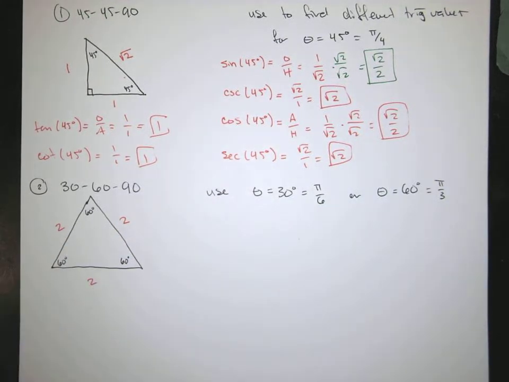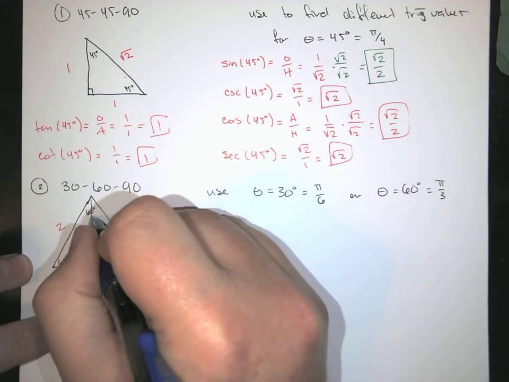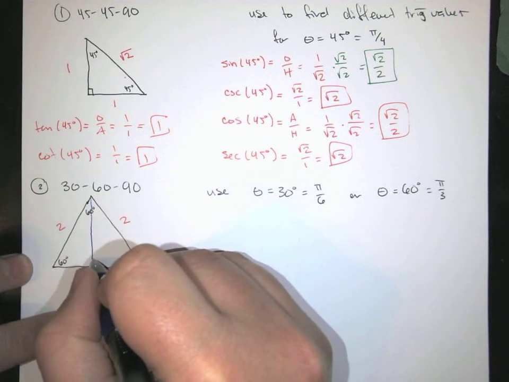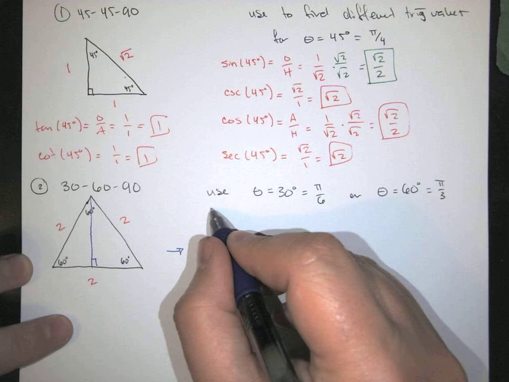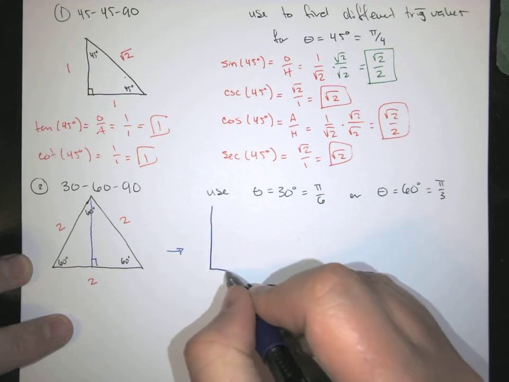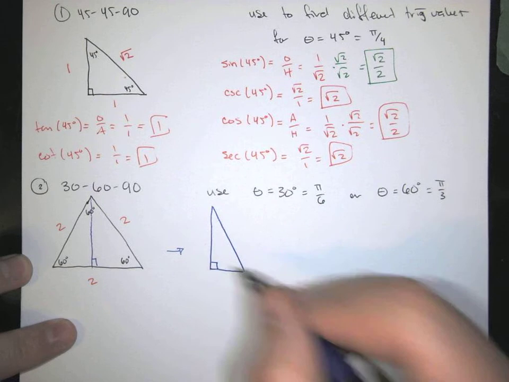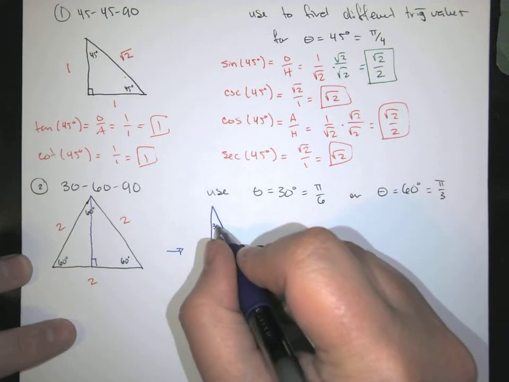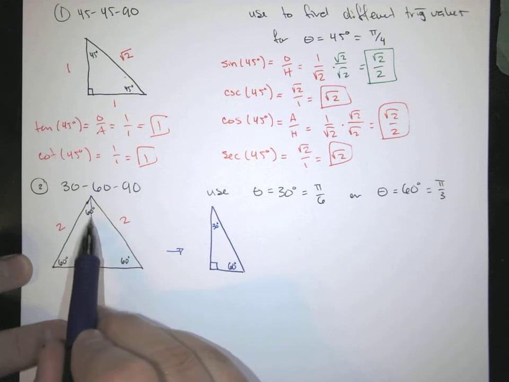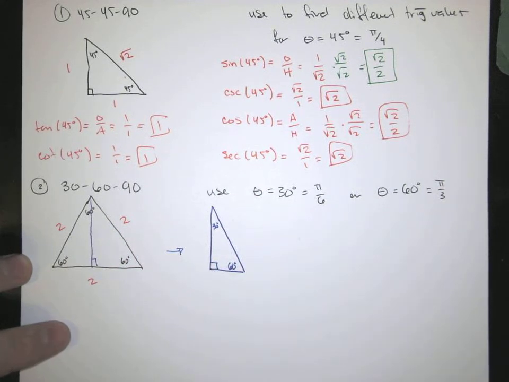So 2, 2, 2. To make this into a right triangle, what we're going to do is cut a line straight down the middle and break this into 2 individual triangles. And so if I remove one half of the triangle, I'm going to get something that looks like this. So I've got a 60 down here. I've got a half of a 60, right, because I'm cutting this angle in half up top, and I have this nice right angle on the bottom.